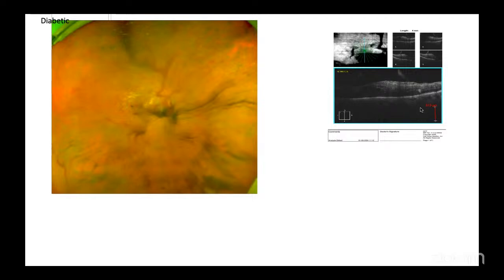The disc is nasal, and the fovea is temporal to the disc. That's on the right side. So how do you know that this is the right eye? I can see the arcades. Okay. Dr. Vandana, would you like to comment?